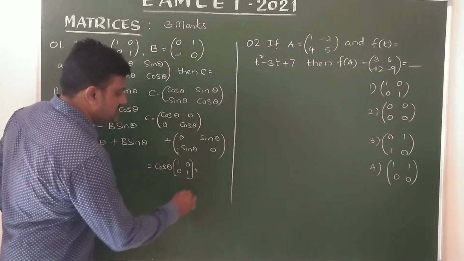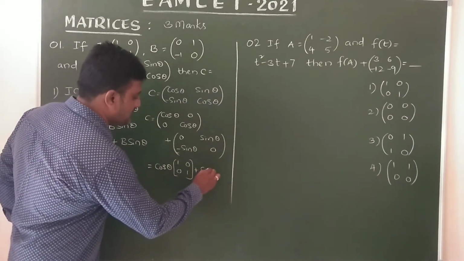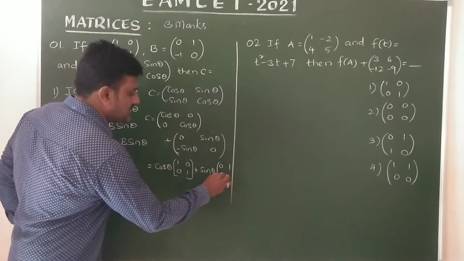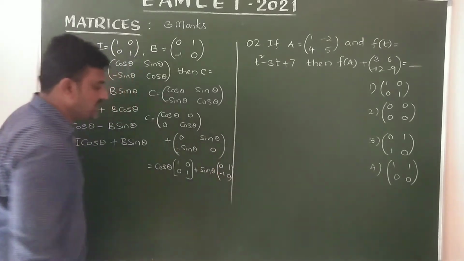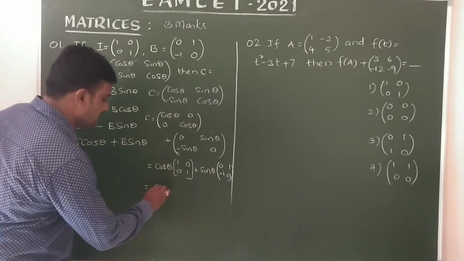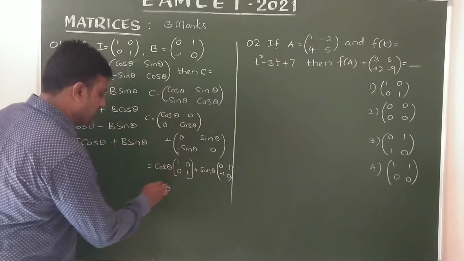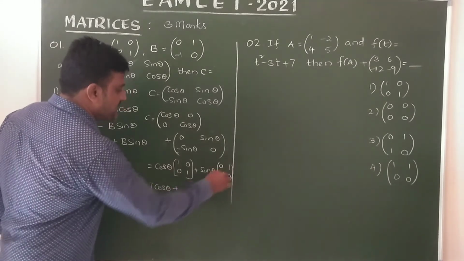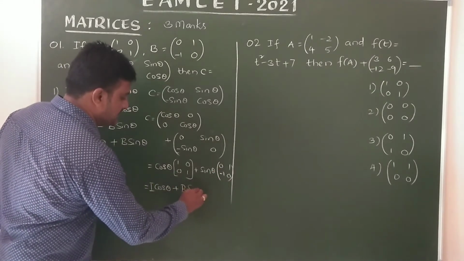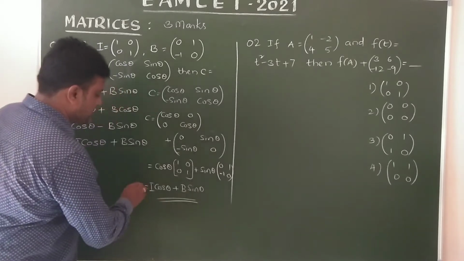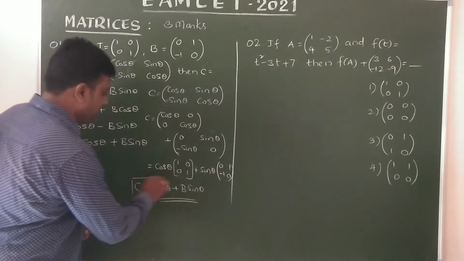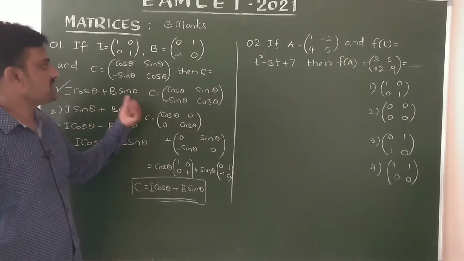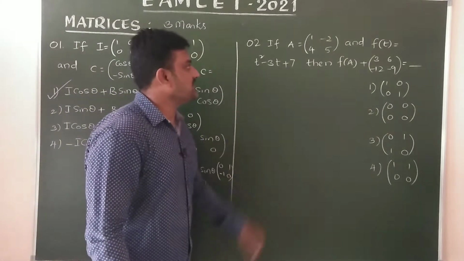Now here also sin theta is common, there [0, 1; -1, 0]. Exactly, we got cos theta into, it is nothing but I. Now here it is nothing but B sin theta. Now this is nothing but our first choice. Okay, first one. Let us go with the second one.